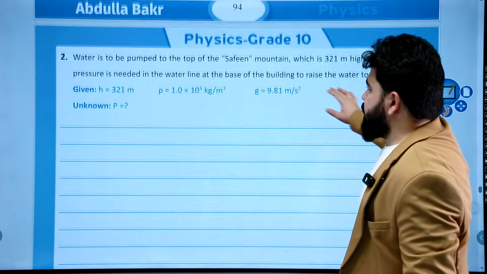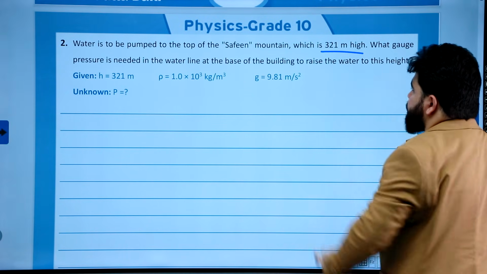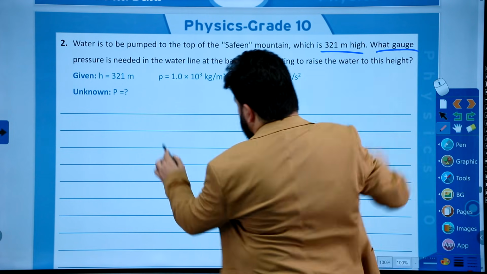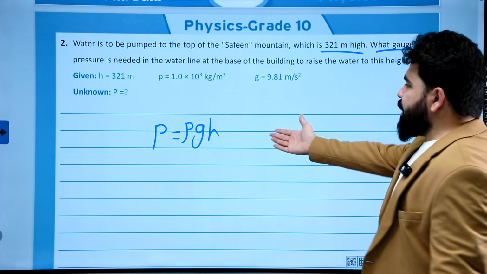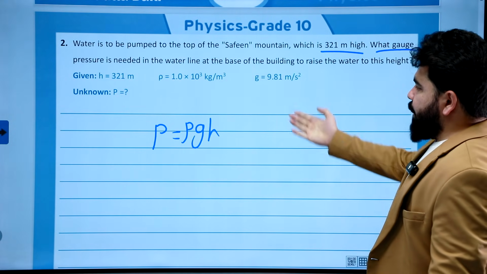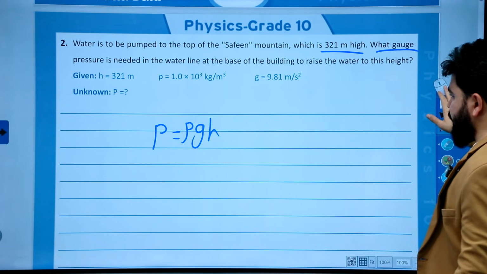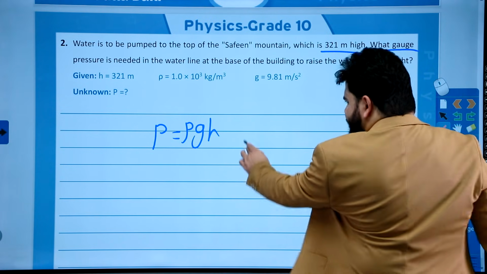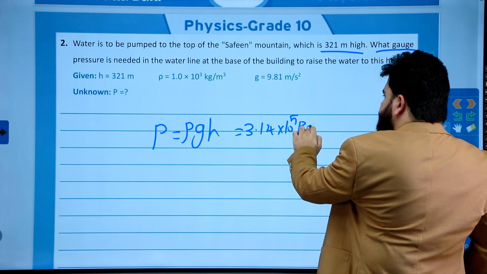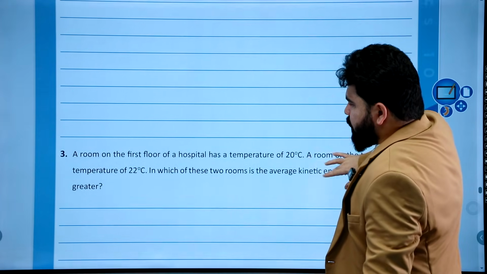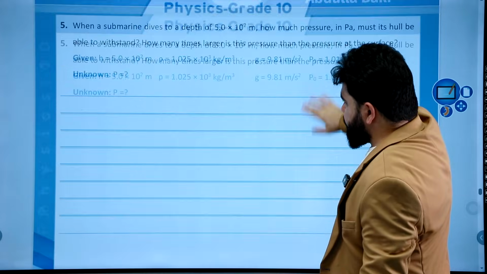This question also says water is to be pumped to Safin Mountain, which is 321 meter height. What gauge pressure? Because it says gauge pressure, you know gauge pressure is equal to rho GH. Height is equal to 321. Then you have density of the water, 1000, and gravity, 9.81. Calculated, I think it's equal to 3.14 times 10 to the power of 5 Pascal. These questions are for you, please solve.